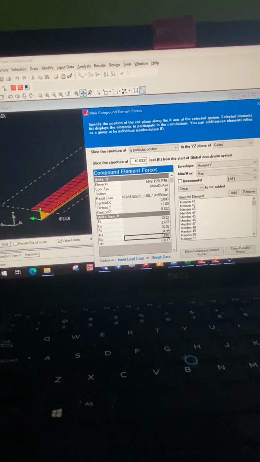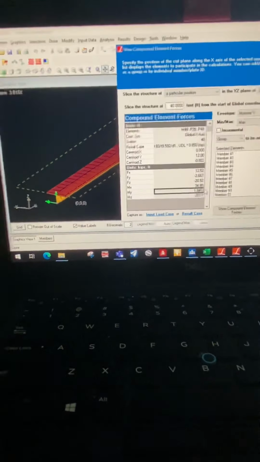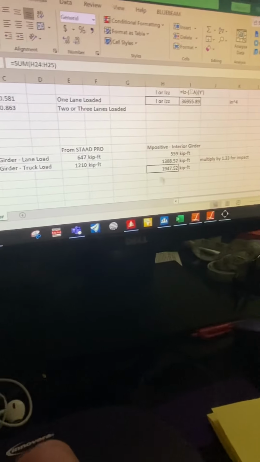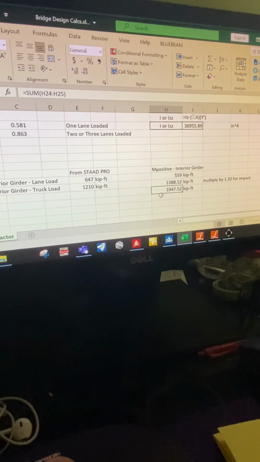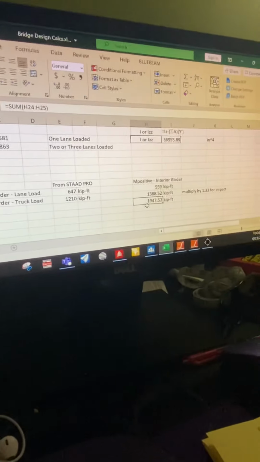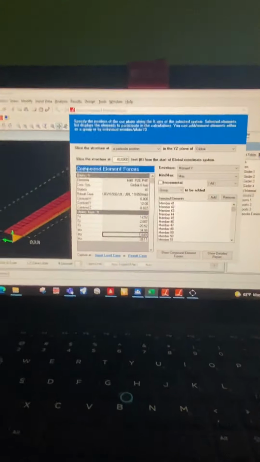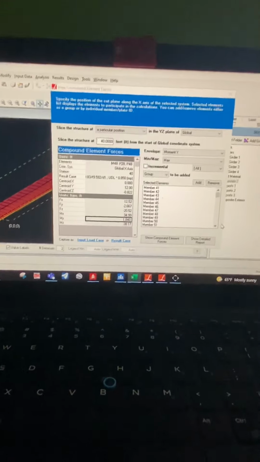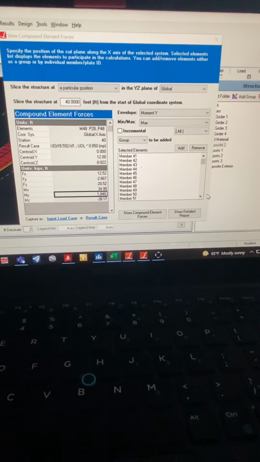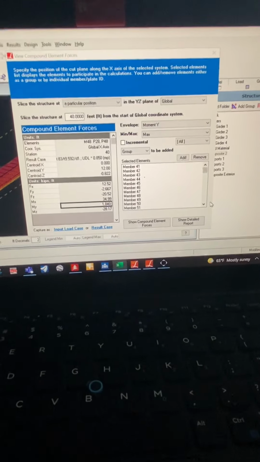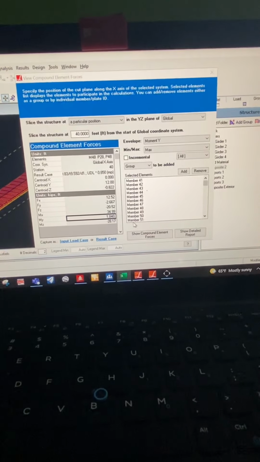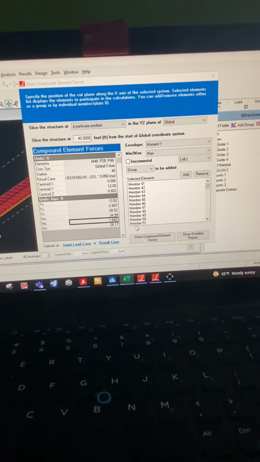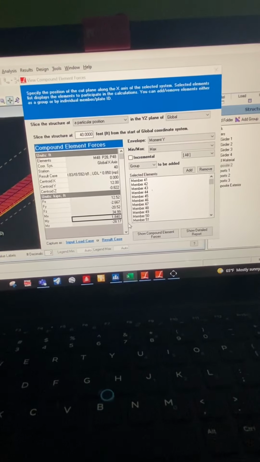Comparing our answers to the 2D analysis, wherein we calculated our distribution factor, our 2D analysis is a lot more conservative. We have 1,947 or 1,948 kip feet as compared to our 3D analysis. Of course, we still have to multiply this by 1.75, the factor for live load. There you have it.